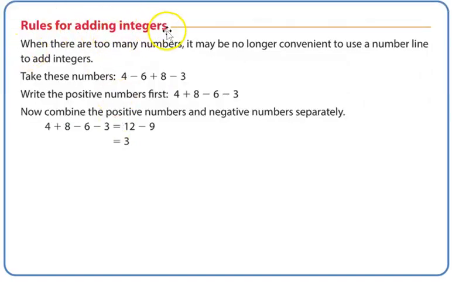Rules for adding integers. When there are too many numbers, it may no longer be convenient to use a number line to add integers. Take these numbers, 4 minus 6 plus 8 minus 3. Write the positive numbers first, so 4 plus 8 minus 6 minus 3. Now combine the positive numbers and negative numbers separately. So 4 plus 8 minus 6 minus 3 is going to be 12 minus 9, which is equal to 3. So 4 plus 8 is 12, minus 6 minus 3 is minus 9, and 12 minus 9 is 3.